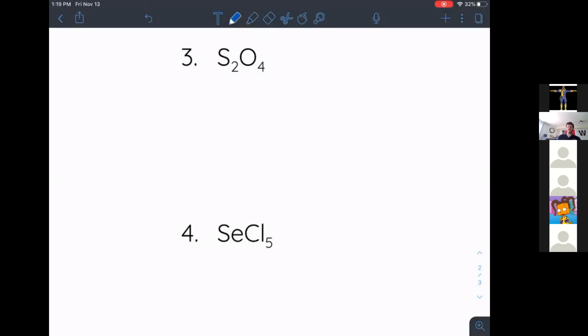All right, let's go through these two. So did anybody come up with that first one? It's disulfur tetraoxide. Does anybody disagree with that one? All right, perfect. We're crushing it.